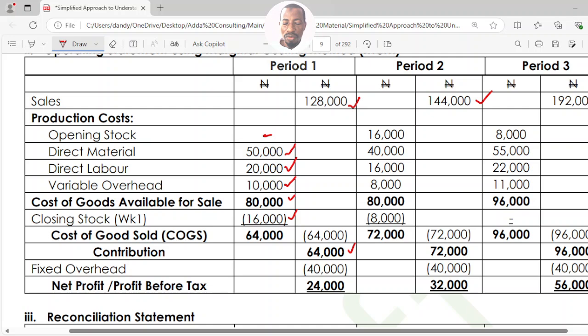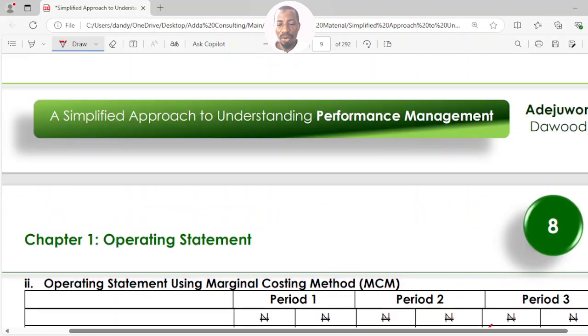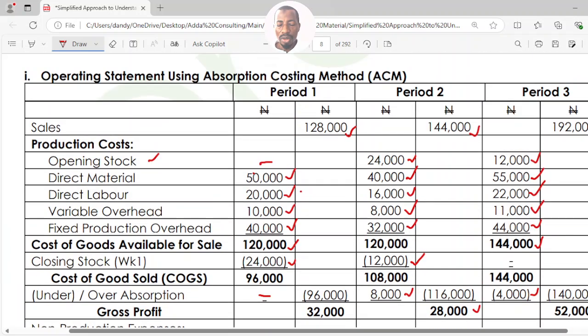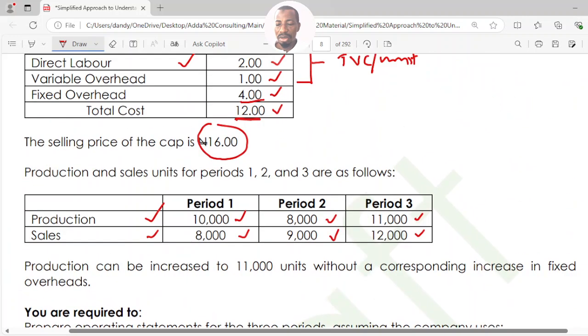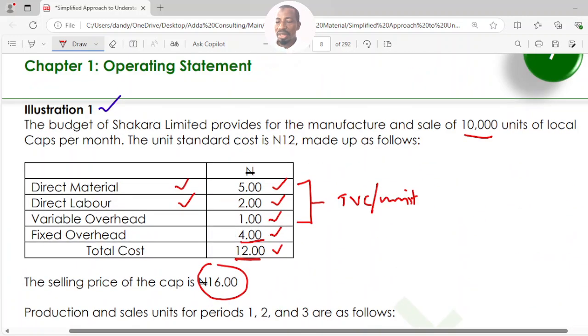Okay, the fixed overhead, remember what I told you, under marginal costing method, the fixed production overhead is written off fully from the aggregate contribution, and it is computed as budgeted output multiplied by the fixed overhead absorption rate. What do I mean by that? I will go to the question. What is my budgeted output? The budgeted output is 10,000 units.